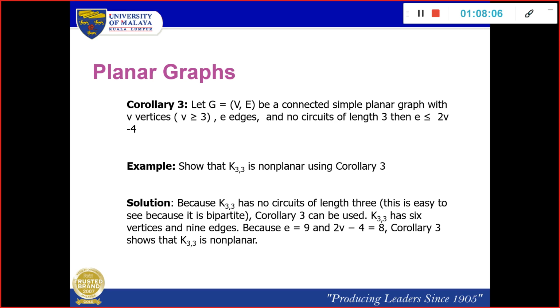Okay? And also, you have corollary 3. Let G be a connected simple planar graph with a set of vertices V and edges E. V must be 3 or more vertices, with E edges and no circuits of length 3, then E is less than or equal to 2V minus 4. So show K3,3 is non-planar using corollary 3.